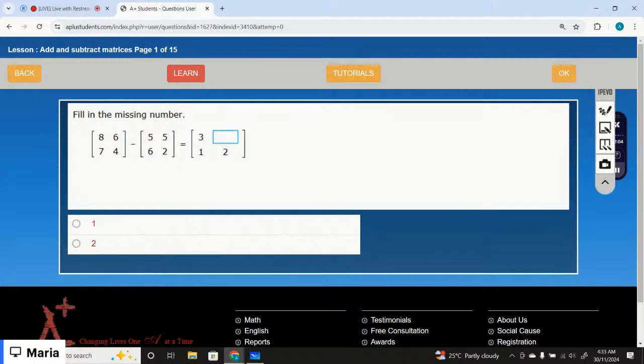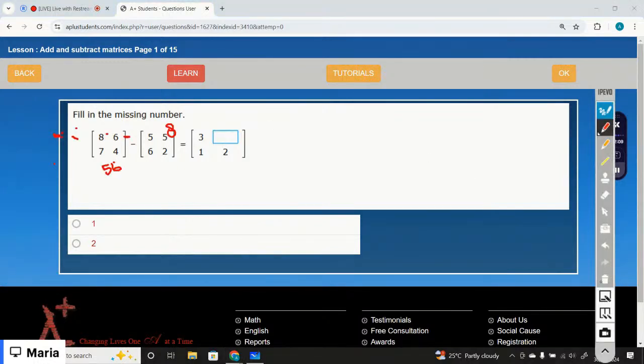Fill in the missing number. So you need to subtract, sorry, they are subtracting. 8 minus 5, that is 3. 6 minus 5, that is 1. 7 minus 6, that is 1. And 4 minus 2. If you have any question with adding and subtracting matrices, you can ask.